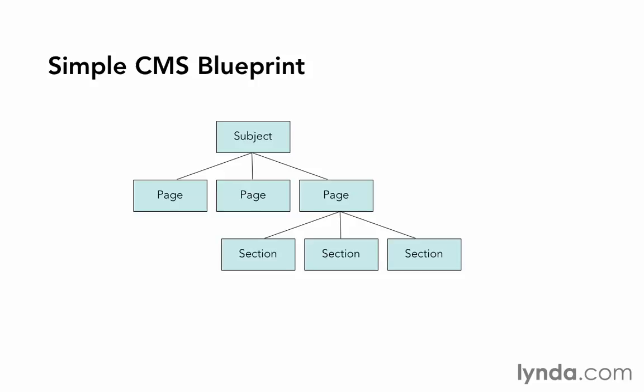In Rails, we would name the foreign key subject_id. That's the singular name of the foreign table plus id. The sections will need a page_id column to track which page is its parent page. Both subject_id and page_id will be integer columns.